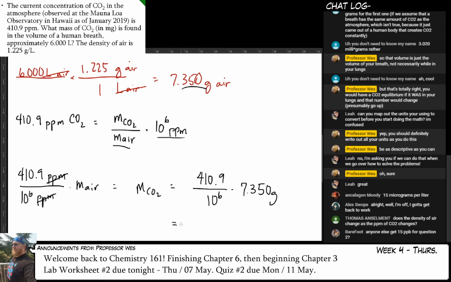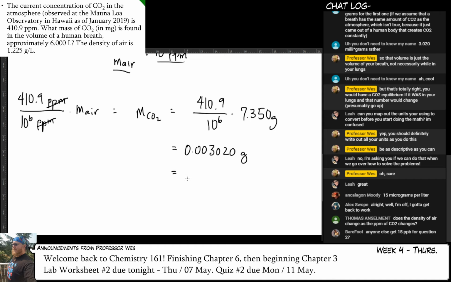And I got 0.003020 grams. Which then means that if I'm going to turn this into milligrams, I think we can all do the conversion from grams to milligrams by now. All right, so that's the ppm of CO2 in the air converted to milligrams.